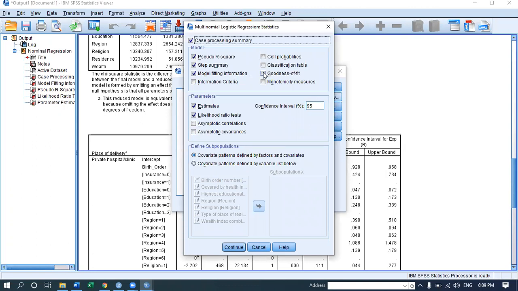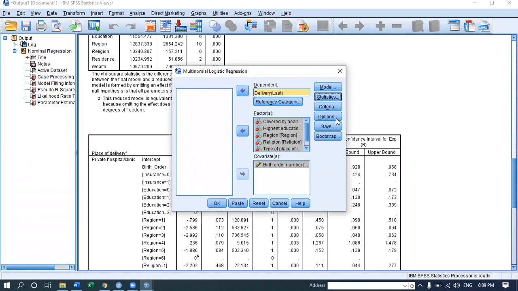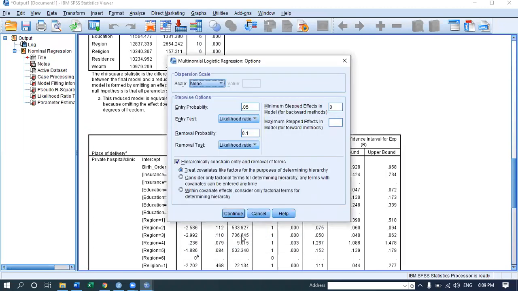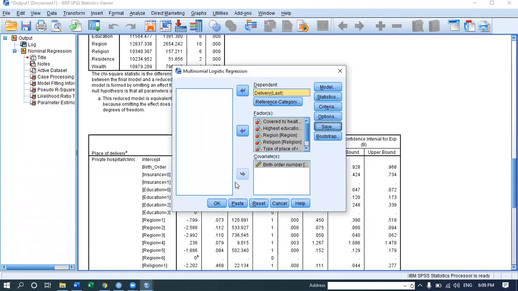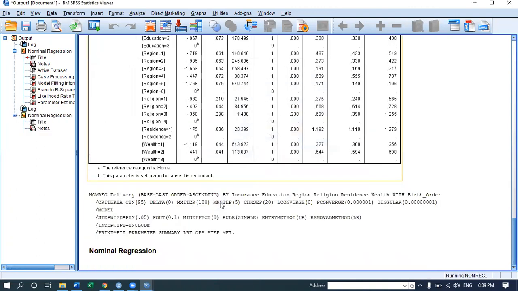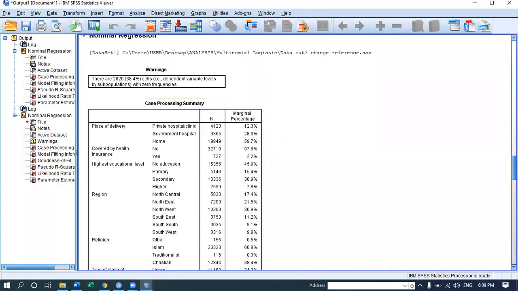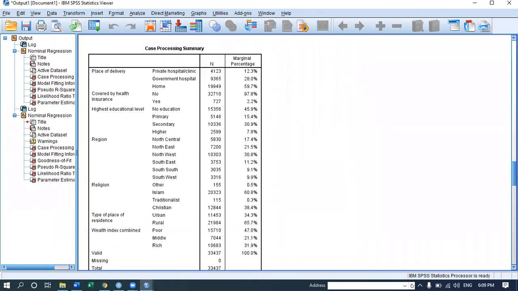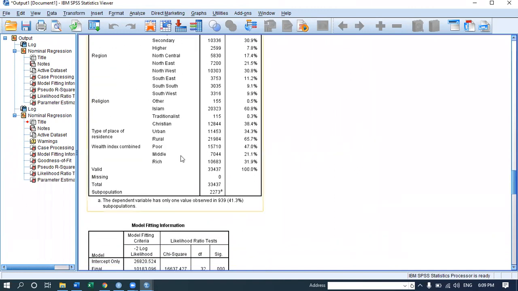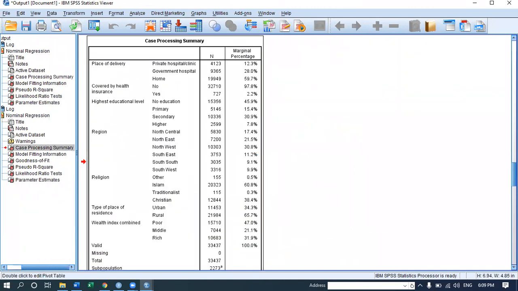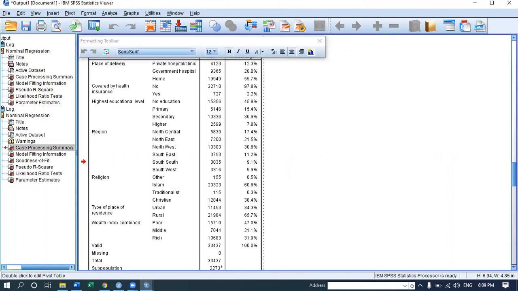We can select our goodness of fit. That's all. Continue. We'll go to option. We'll go to save. Continue. Then okay. So you have this. This is your descriptive statistics. Frequency table, talking about the frequency and percentage. Normally, I used to delete this last part.